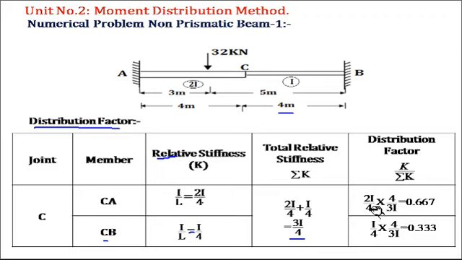So the distribution factor for member CA will be the relative stiffness of member CA, that is 2I by 4, divided by the total relative stiffness, that is 3I by 4. So it will be multiplied by 4 by 3I. So the distribution factor for member CA will be 0.667. Now the distribution factor for member CB: the relative stiffness of member CB is I by 4 divided by the total relative stiffness, that is 3I by 4. So I by 4 into 4 by 3I. So the distribution factor for member CB will be 0.333. The addition of these two distribution factors of members CA and CB is equal to 1.